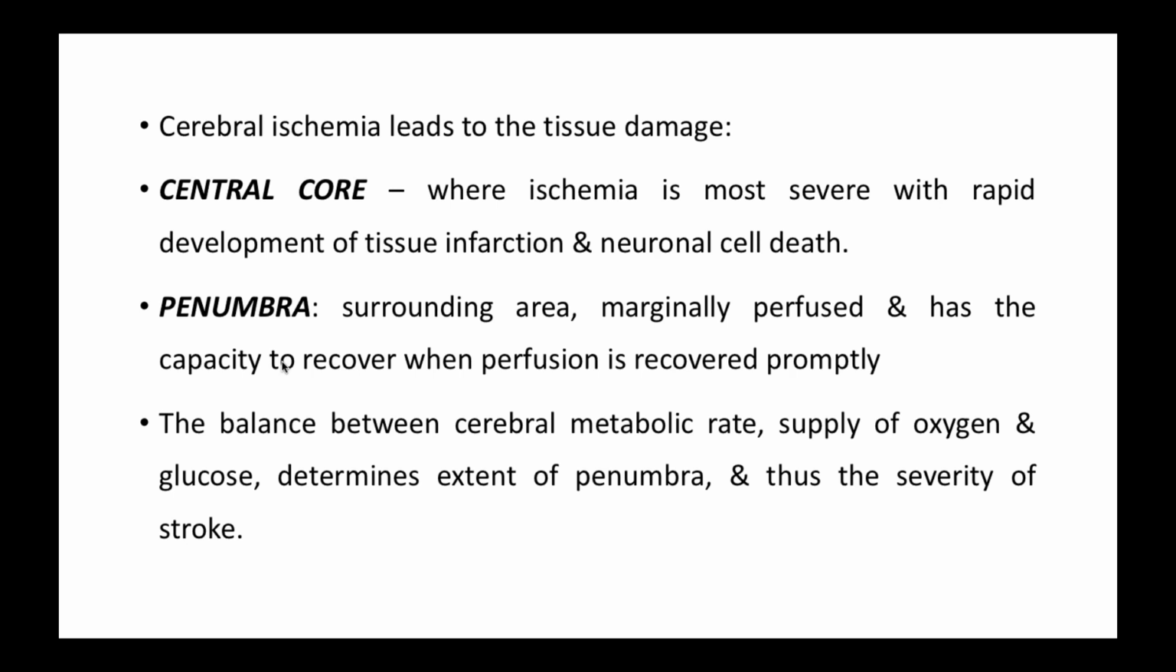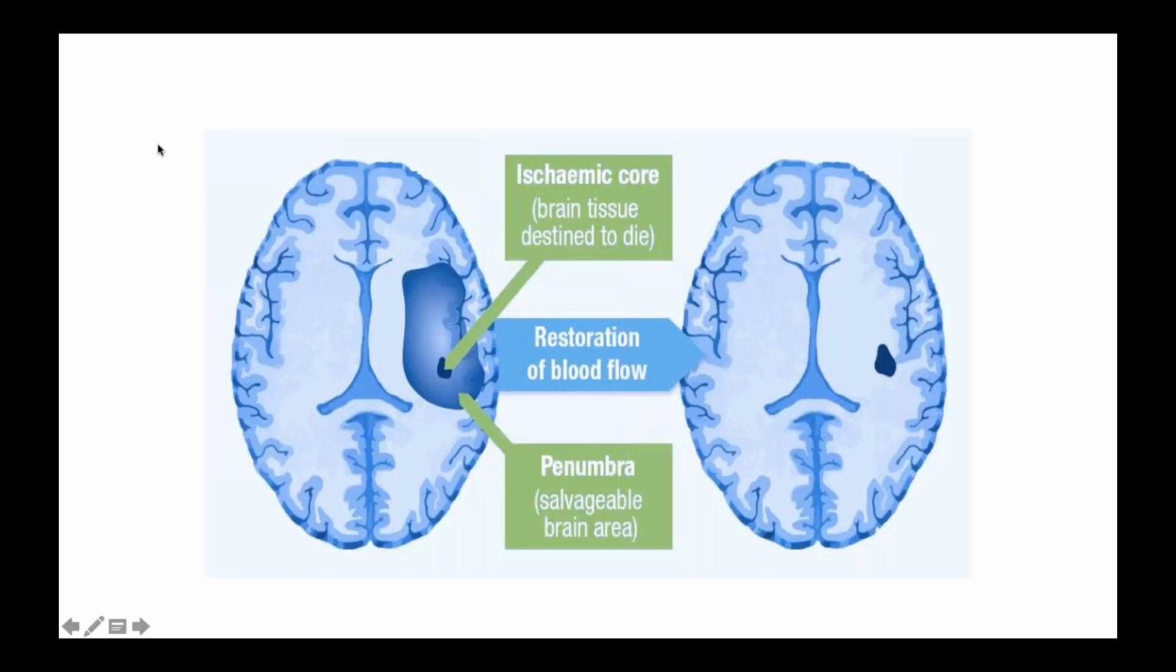So what determines the extent of the penumbra? The balance between cerebral metabolic rate and the supply of oxygen and glucose. All this has to be taken care of when a child or a person comes with stroke, so these things have to be targeted first. This is the pictorial depiction: this is the central core and this is the penumbra. If we restore the blood supply, give oxygen, and manage glucose so the cerebral metabolic rate is optimal, this will result in a lesser degree of brain damage. This is the salvageable brain area.